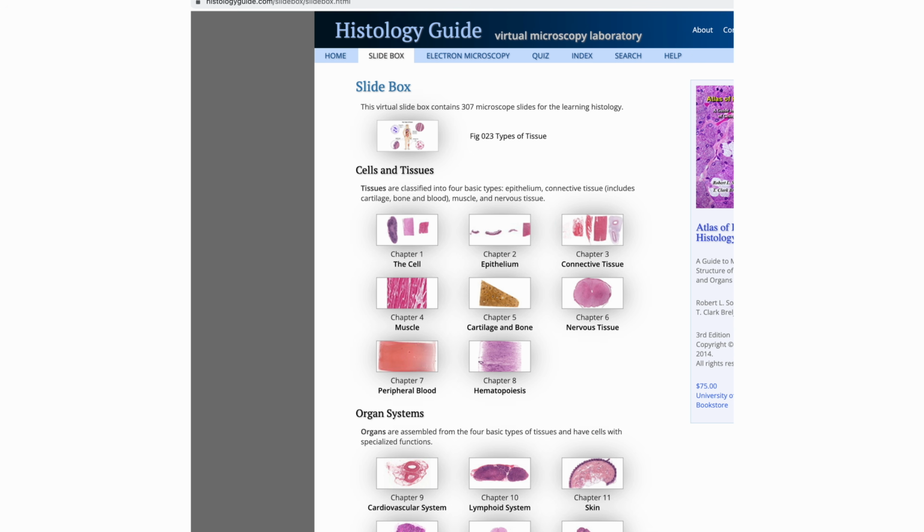Another great website is called Histology Slidebox. This also gives you some very nice virtual slides for normal histology. The nice thing about this website is that it highlights some of the cells, and when you click those names, it will take you to the exact location of the cell, which I found a very neat feature.